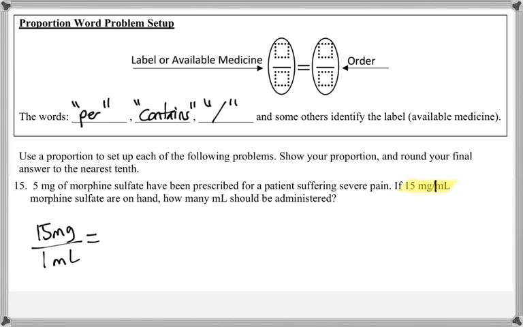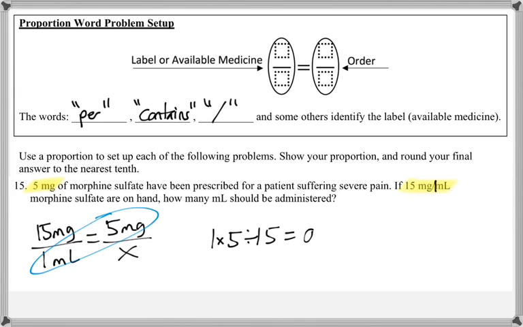So I'm going to set this equal to the order, which is 5 milligrams. And I'm going to solve this. So 1 times 5 divided by 15, and we get 0.3 repeating, and we're supposed to round to the nearest tenth. So this would be 0.3 milliliters.